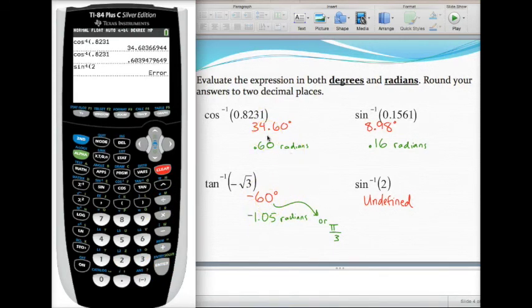Otherwise, it's a simple matter of just typing those in a calculator. Hit second sine, second cosine, or second tangent to get those inverses.